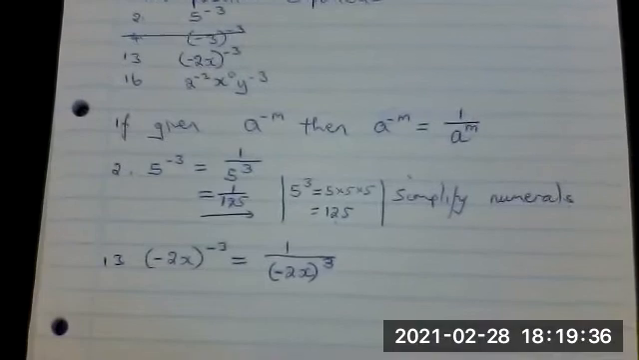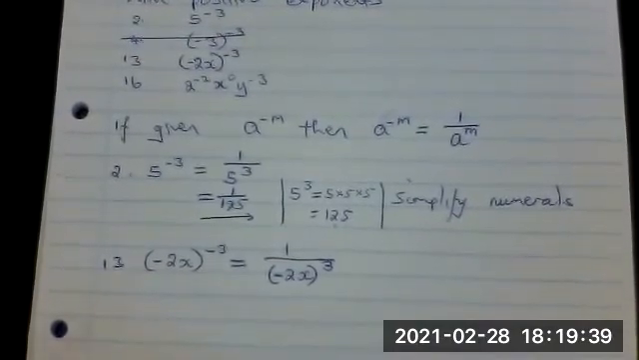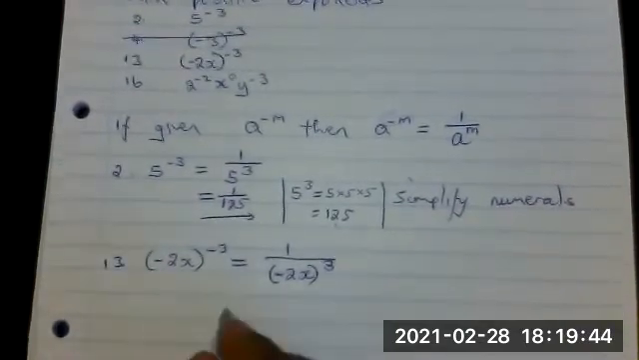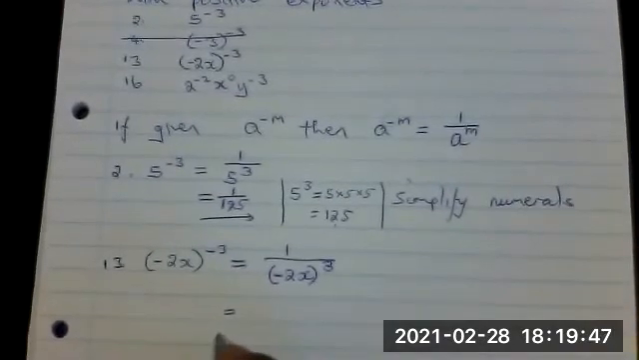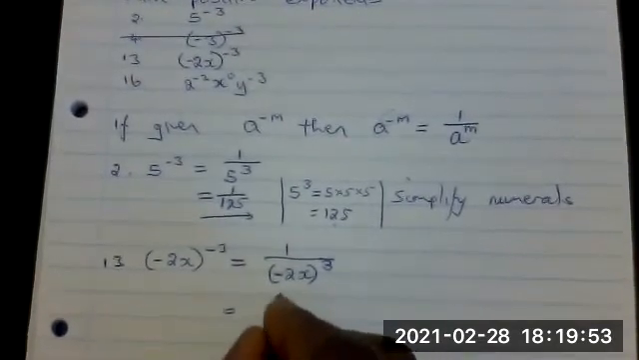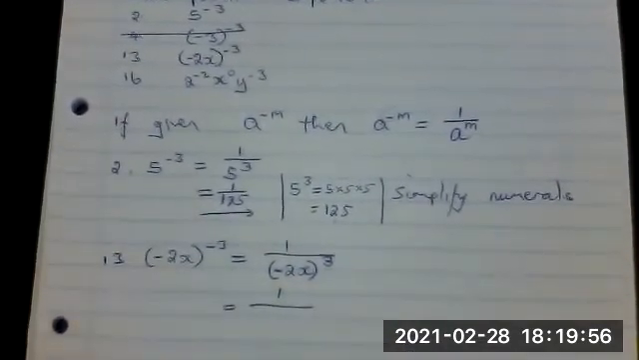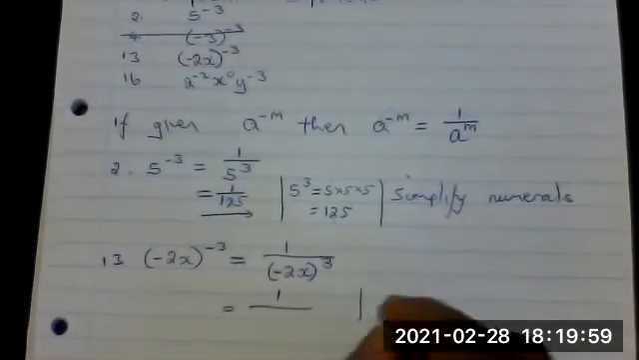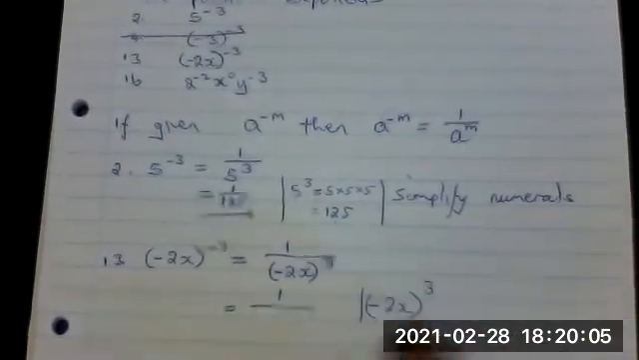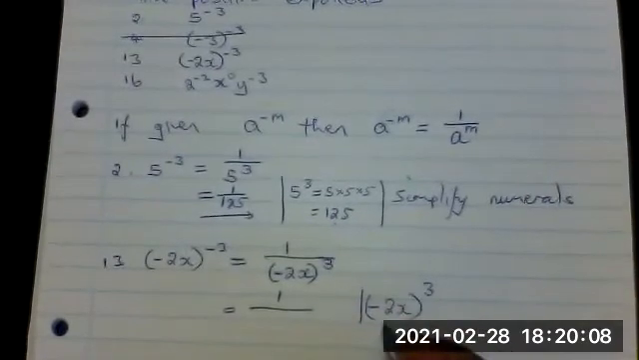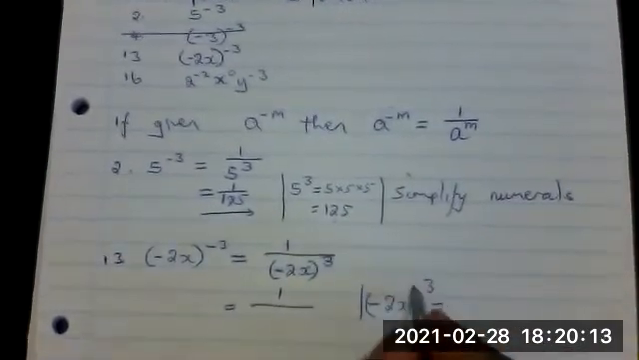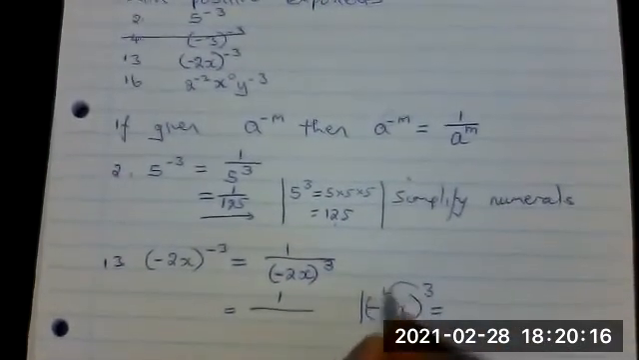However, we cannot just leave it like that. We have 2 bases in the denominator that are exposed to exponent 3. So we must simplify it using law number 4. Using law number 4, we distribute the exponent. Remember, negative 2x to exponent 3. We can distribute the exponent to each and every number inside the bracket, which means the exponent is distributed to negative 2.